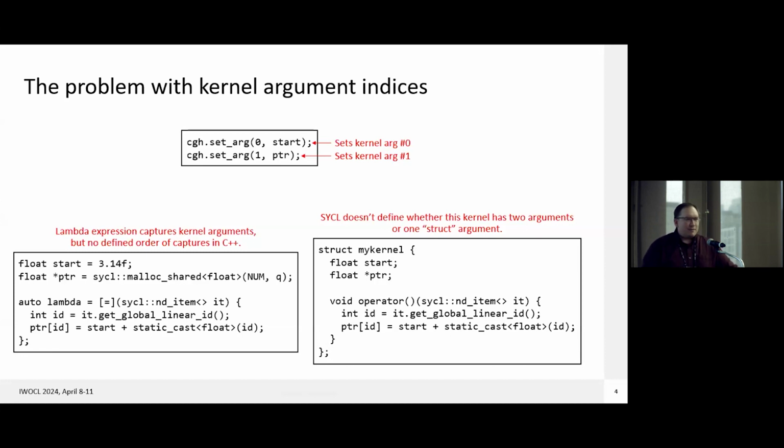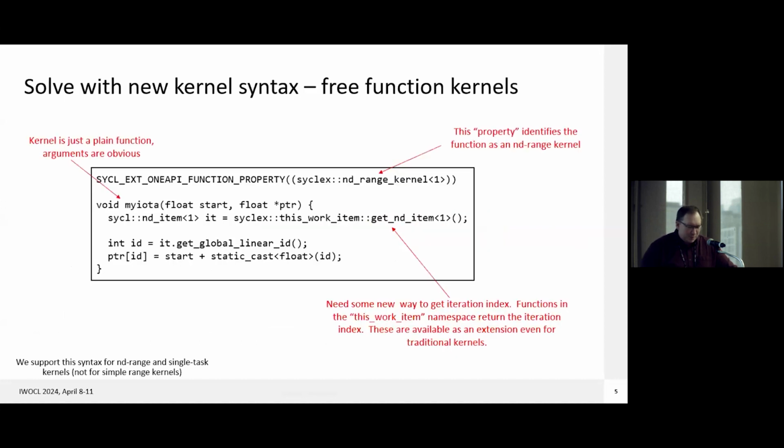So in order to solve this, we figured, well, maybe what we need is just yet another way to declare a kernel in SYCL. So that leads us to this new proposal as another way for kernel syntax, free functions. And what this is: you can just define a kernel as a plain function, and then each function parameter is a kernel argument.